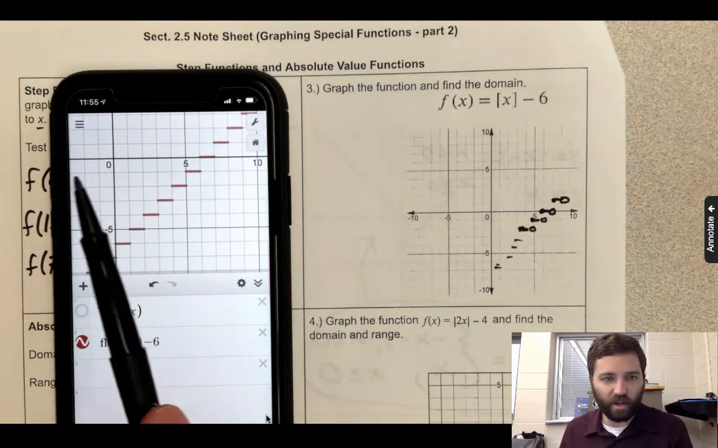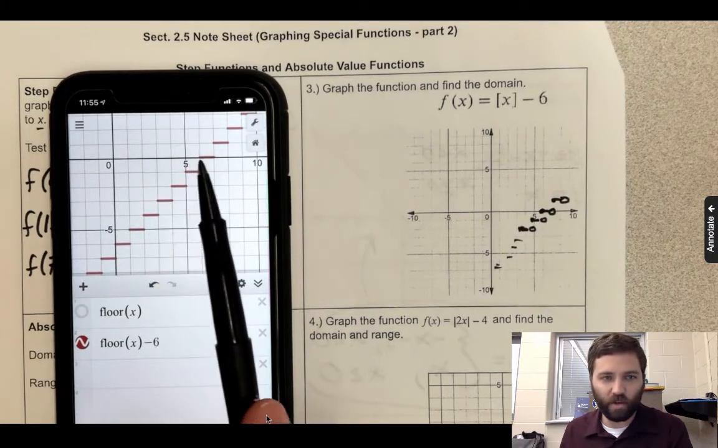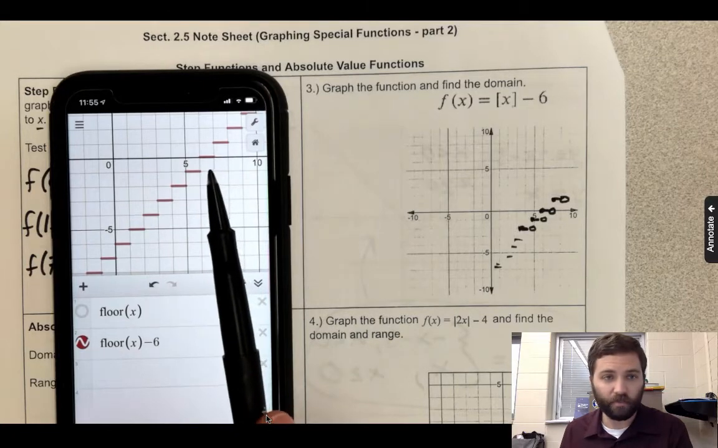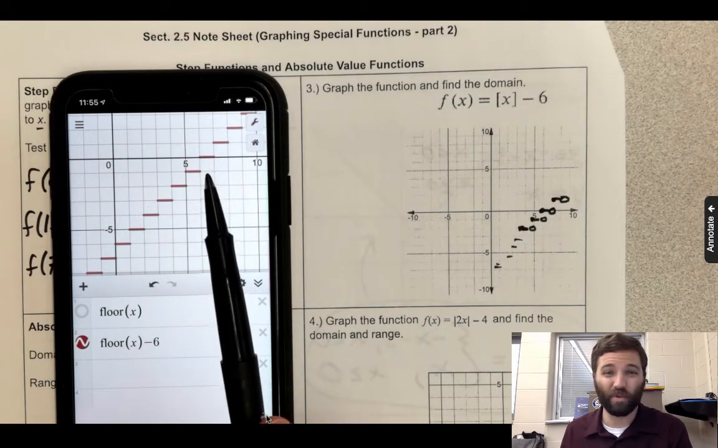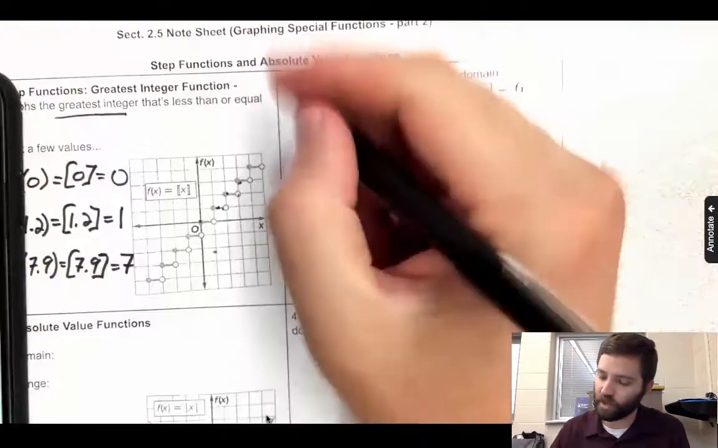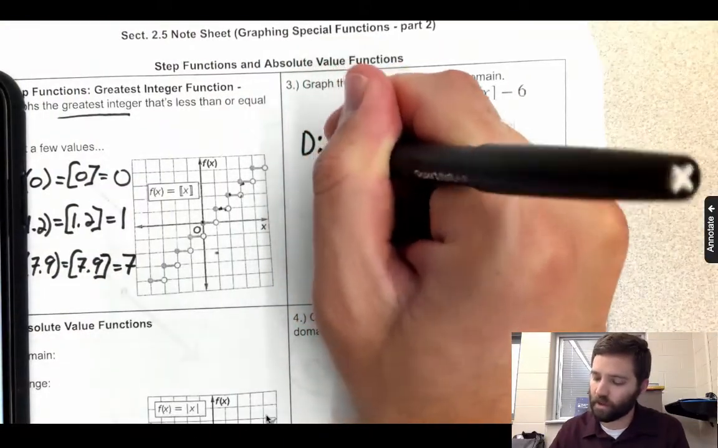The graph is going to cover all the x values here, right? No matter what number you plug in for x, there will be a y value that gets plotted. For every input, there's an output. So we'd say the domain is all real numbers here.